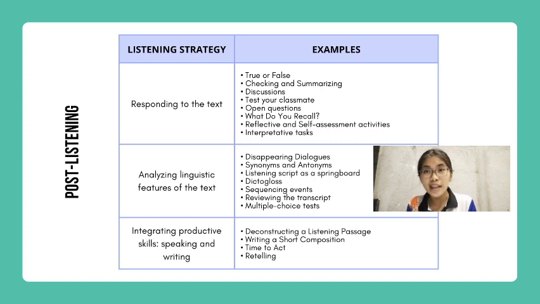Another activity is reviewing the transcript. So, after listening, the teacher can ask the students to identify what they did and what they did not understand, and then write those phrases or sentences that they did not understand so the teacher can elaborate on them. So this activity helps the students to further understand what they did not understand with the assistance of the teacher. So this will facilitate their comprehension.